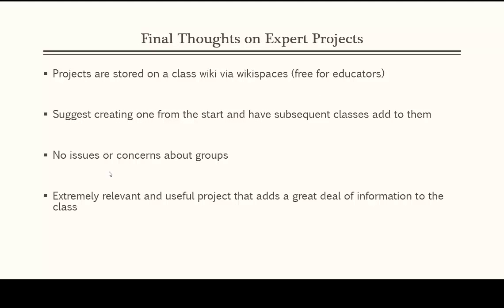And then I'll leave you with some final thoughts. I do store the projects on a class wiki via Wikispaces, and the mistake that I made here is I have a class wiki for class 1, the first class that I taught, and then I have a separate one. What I would do from this point on is create one expert project page and have all the subsequent classes add to it, so that you're collecting these projects over time. And then the annotated bibliography and the resources in relation to the topics being explored are building up, and each class can benefit from the ones that came before them.